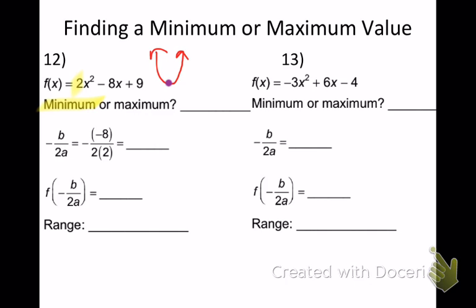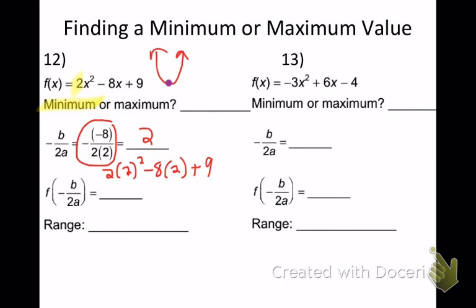I need to find the vertex now. So negative b over 2a. So I have negative 8 over 2 times 2. That's going to simplify to positive 8 over 4, which is 2. I take 2 and I plug it back in now. So 2 times 2 squared minus 8 times 2 plus 9.